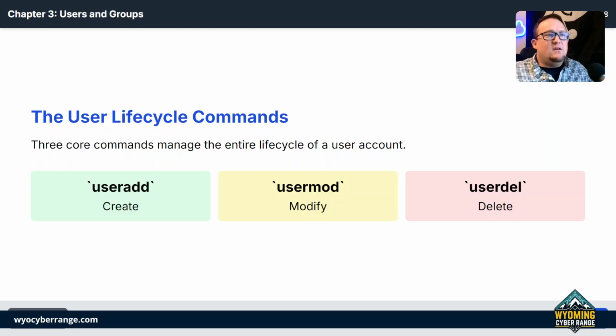Now, as we add and change things for users within our systems, we're going to have 3 new commands. The first command is going to be useradd, and it's written like this, all one word, and this is where we create all of our users. If we need to modify one of our users, we would use usermod. And then lastly, if we need to get rid of a user on our system, we would use userdel or user del.